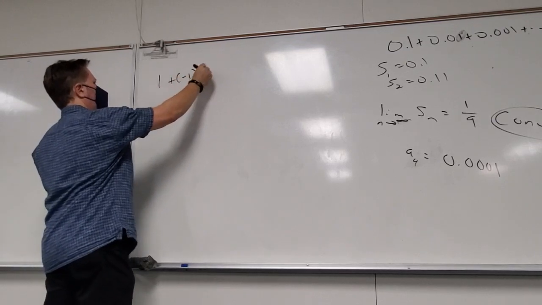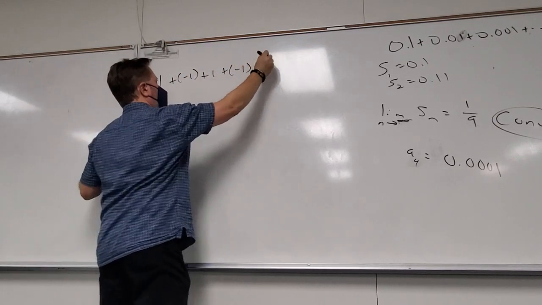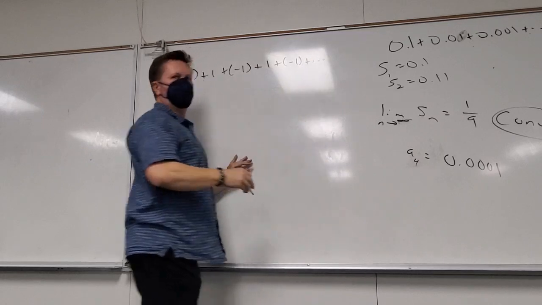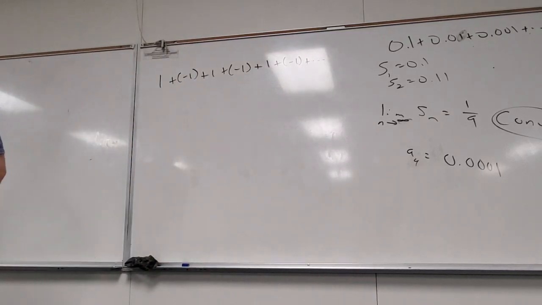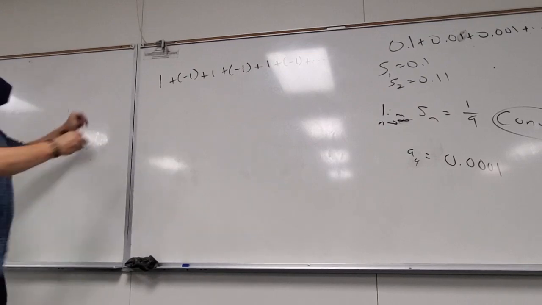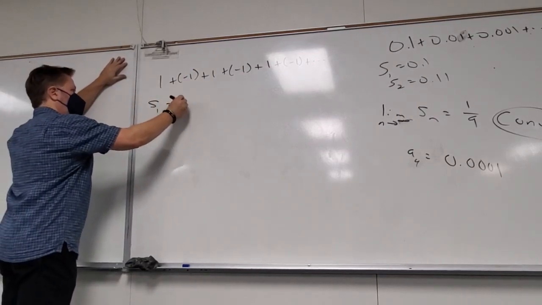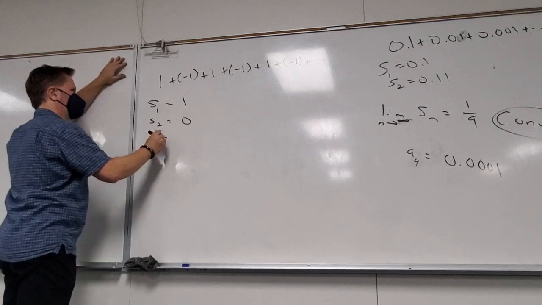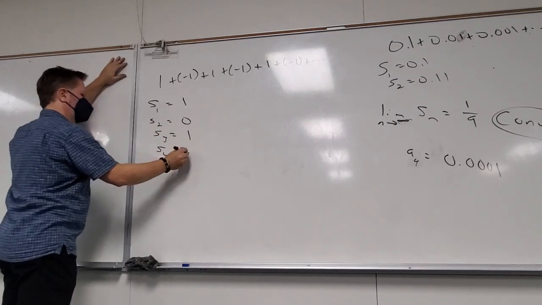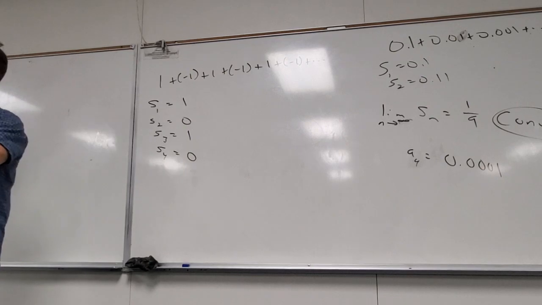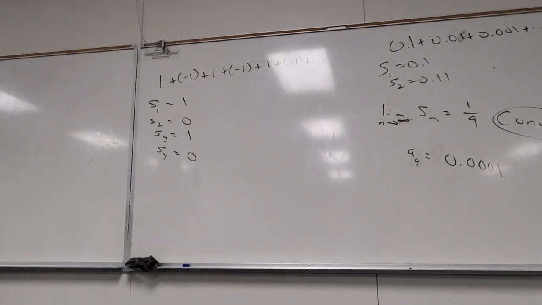1 plus negative 1 plus 1 plus negative 1. Does that go to infinity? No. Does that go to like 7 or 2 or 0? Does it go to 0? Because what's S1? 1. What's S2? 0. What's S3? 1. What's S4? 0. What's it mean for a limit to exist? It has to be headed in that direction and then a finite number.